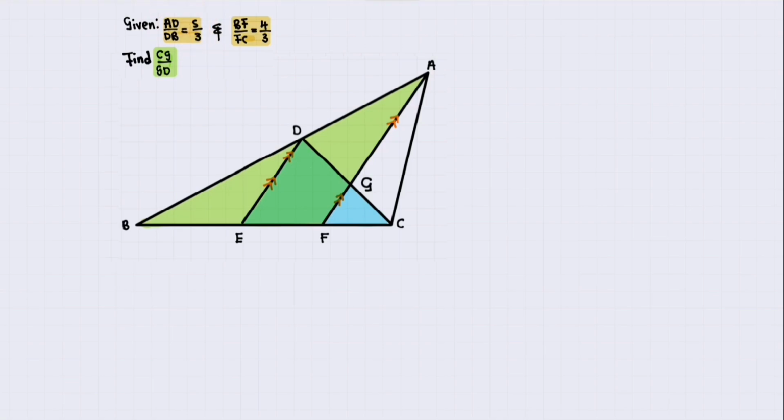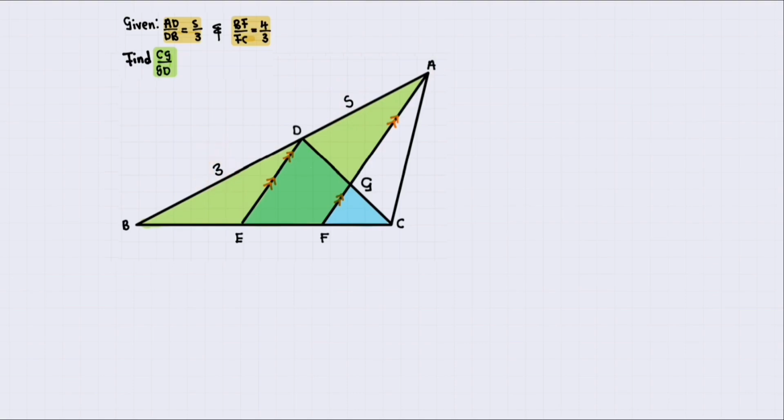And remember, ratios are not lengths. So I cannot come here and say, well, AD is 5 and DB is 3. Right, so this is going to be incorrect. Why? Because then I'm assuming that the length of DA is 5 and the length of DB is 3, which is incorrect. So they're just saying that the ratio of AD to DB is 5:3, right? For every 5 parts of DA, there are 3 parts of DB.